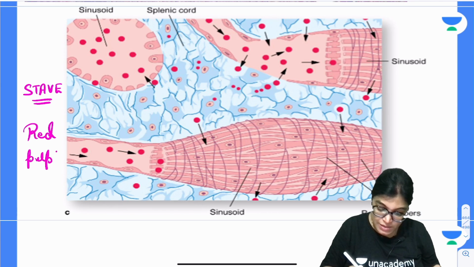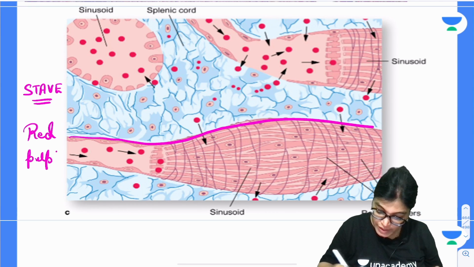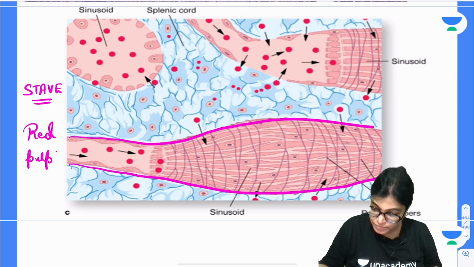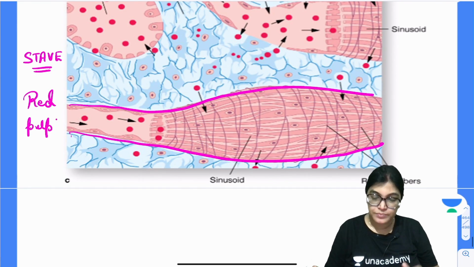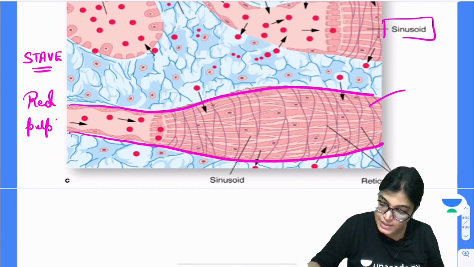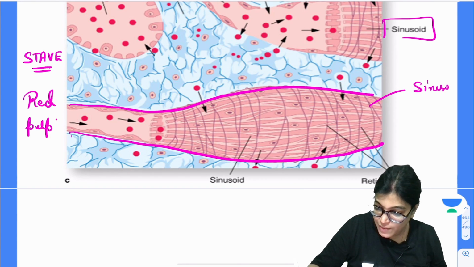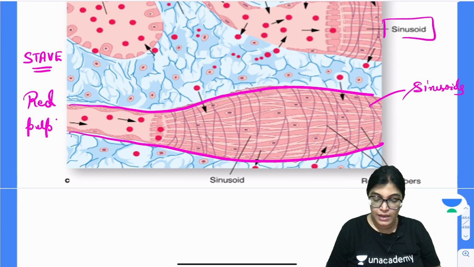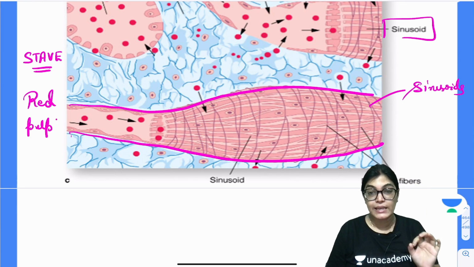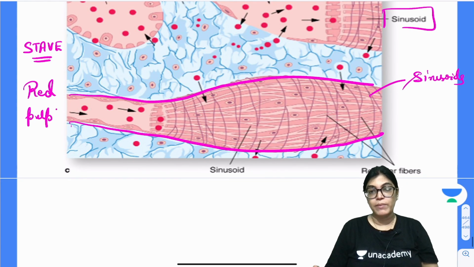So, my dear aspirants, this spindle shaped structure which you are visualizing is sinusoids. What is this? These are sinusoids. We have already talked that sinusoids are discontinuous capillaries, and here this is residing in the red pulp. This sinusoid is covered by reticular fiber.